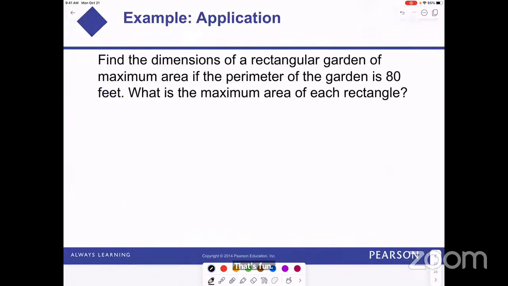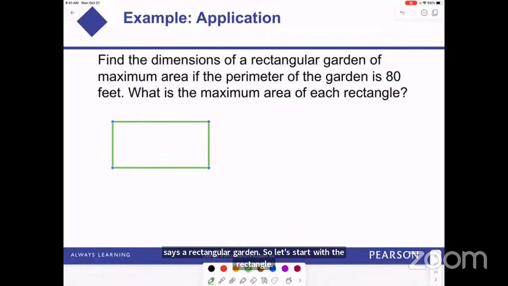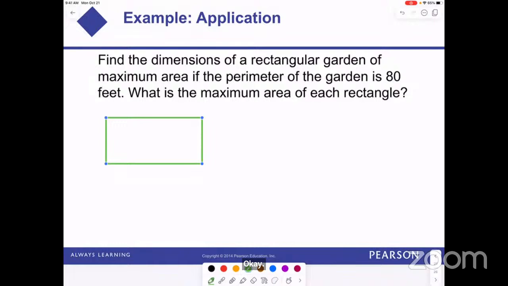Find the dimensions of a rectangular garden of maximum area if the perimeter of the garden is 80 feet. What is the maximum area? Let's see how quick. We've got like a full 3 minutes. It says a rectangular garden, so let's start with the rectangle. Let's say this is the length and the width. We're asked to maximize the area.